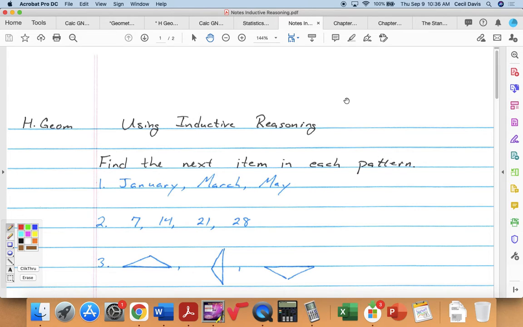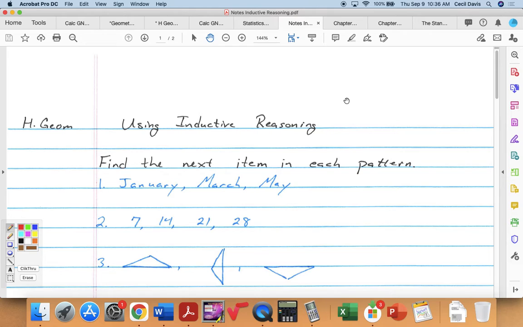So today we're going to start a unit that's usually just called logic. This is a unit that regular geometry does not do. It's one of the differences. So today we're just going to talk about an introduction to logic, which is called inductive reasoning.